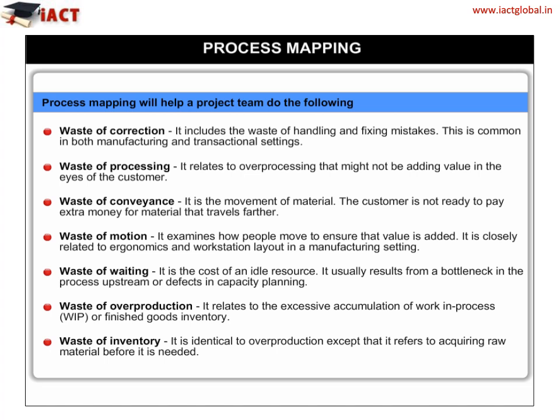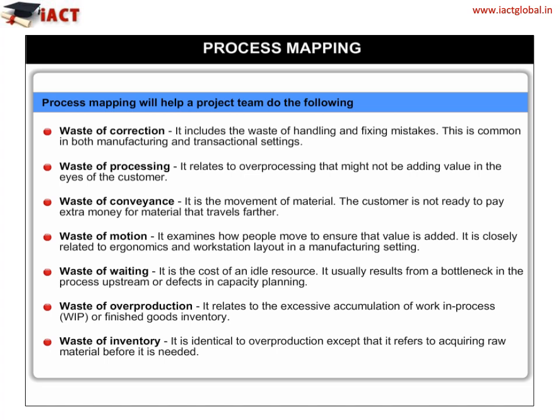Another type of waste is waste of motion. This type of waste relates to the movement of people to ensure value addition. In a manufacturing setting, this is closely related to ergonomics and workstation layout.